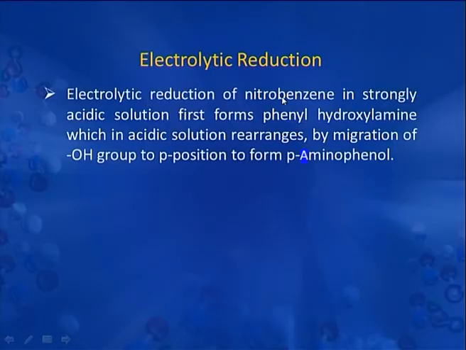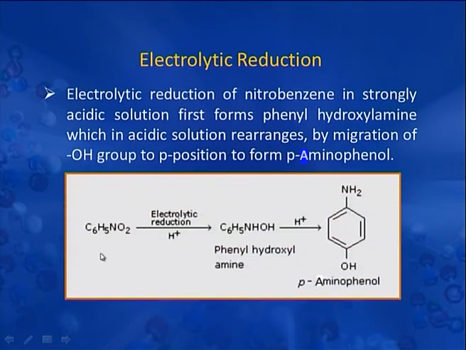We will now discuss the electrolytic reduction of nitrobenzene. Electrolytic reduction of nitrobenzene in strongly acidic solution first forms phenyl hydroxylamine, which in acidic solution rearranges by the migration of hydroxy group to para position and forms para aminophenol. Here you can see this is nitrobenzene. Upon electrolytic reduction, it has formed phenyl hydroxylamine, and the OH group from the hydroxylamino group has migrated to the para position of the benzene ring, thereby generating para aminophenol.